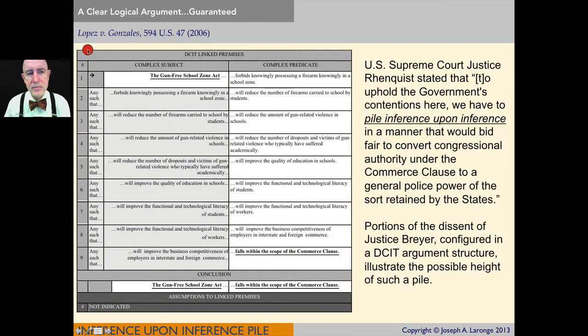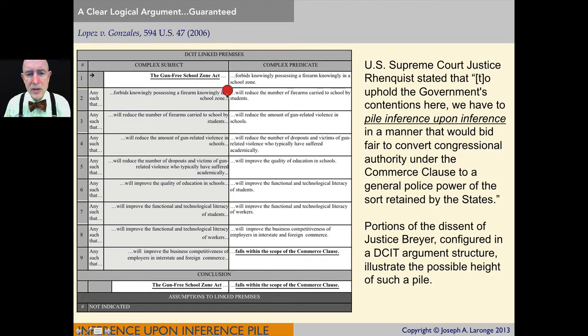For example, here's a really well-known case that discusses this. And here you had U.S. Supreme Court Justice Rehnquist stated that to uphold the government's contentions here, we have to pile inference upon inference in a manner that would bid fair to convert congressional authority under the Commerce Clause to a general police power of the sort retained by the states. So here, portions of the dissent that he's referring to is the height of this pile put into a logic bridge template. And we'll just run quickly through it.